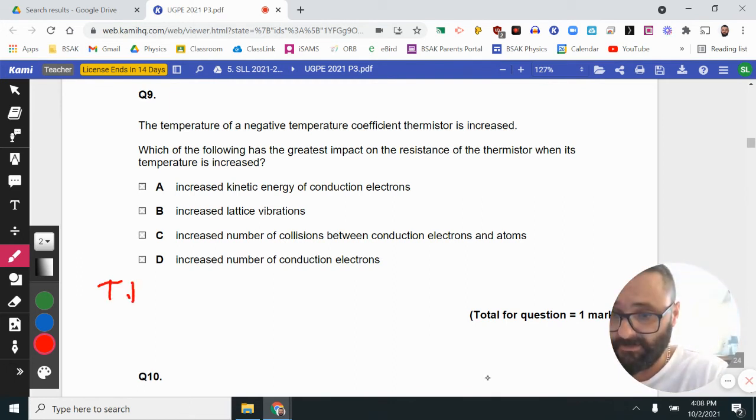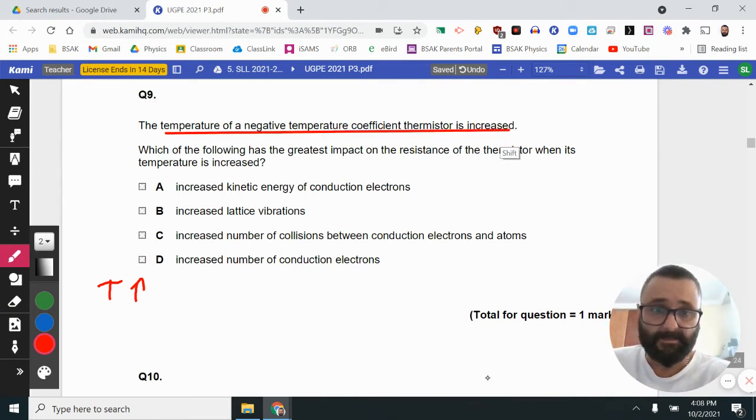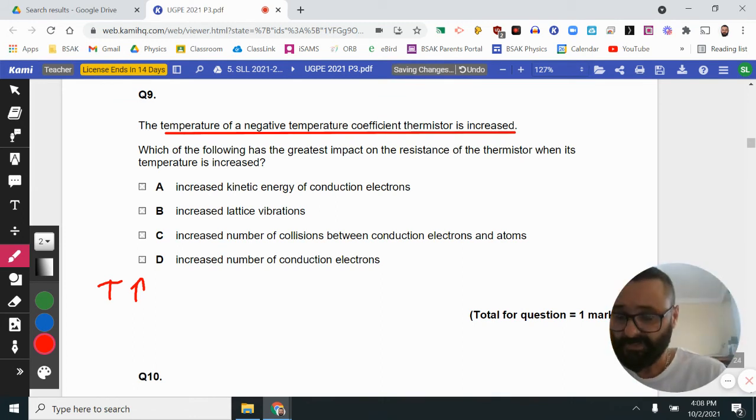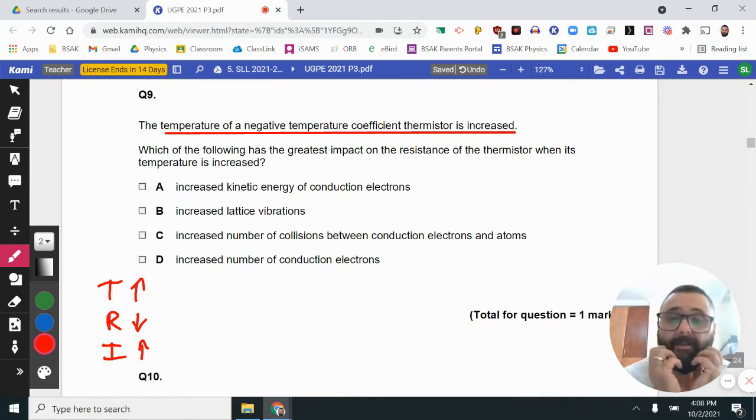As temperature goes up, because it says as temperature is increased, resistance goes down. As resistance goes down, current goes up. Now, that's completely the opposite of ohmic conductors, isn't it? What is it about semiconductors that means that their resistance actually goes down with an increase in temperature?